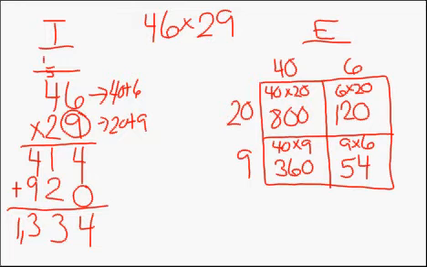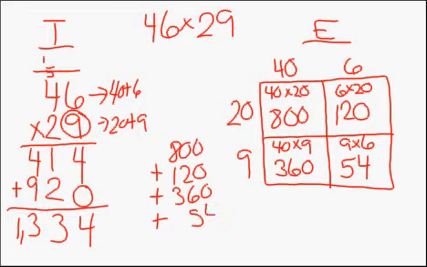Okay, so we have our 800 plus 120 plus 360 plus 54. Adding those together, you would get 1,334. Same answer.